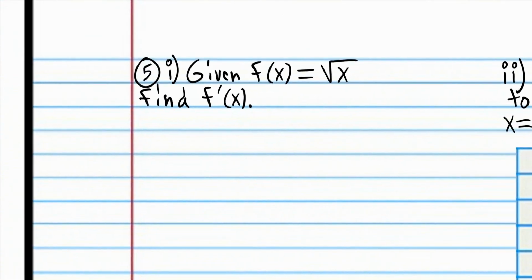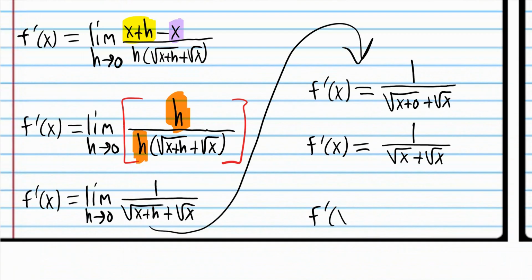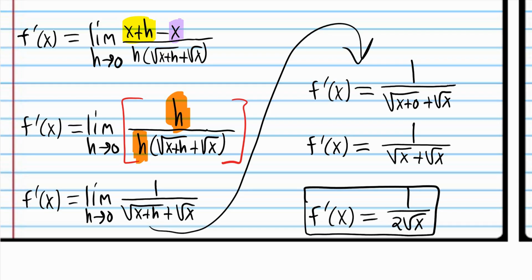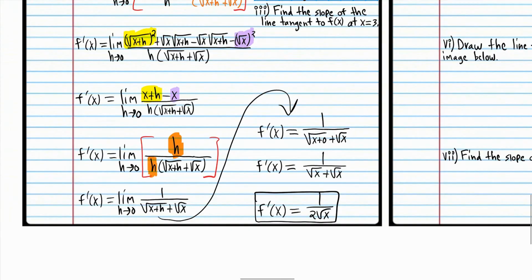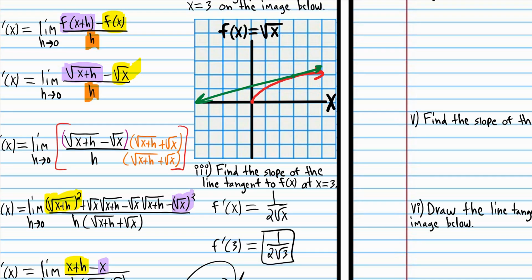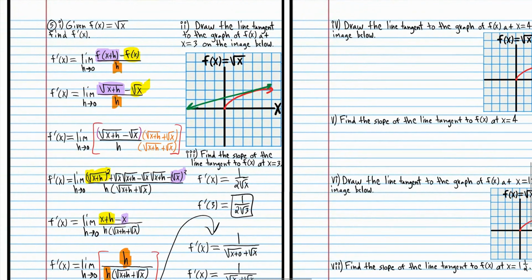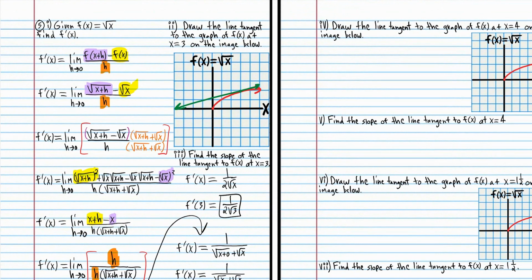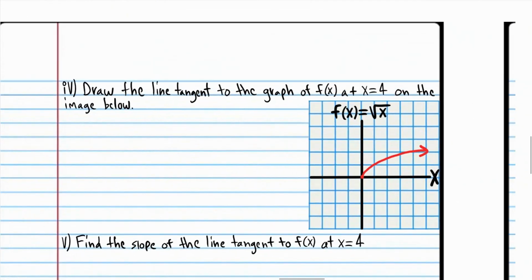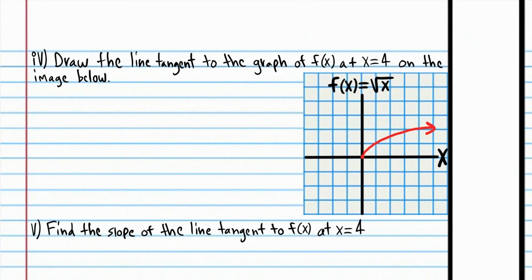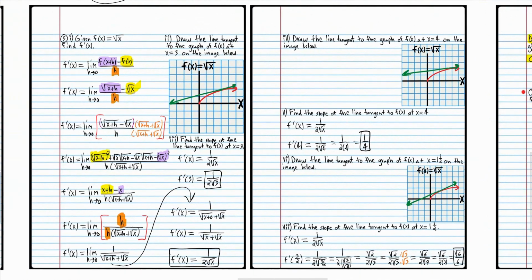Okay, we're back. So f prime of x is equal to 1 over 2 root x. So if you got that right, excellent. So that's the answer. That's the slope of the line tangent to f of x at x equals 3. Okay, so let's try another one. Let's draw the line that's tangent. Okay, so there you go. If you got that right, excellent.